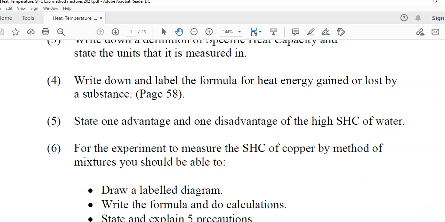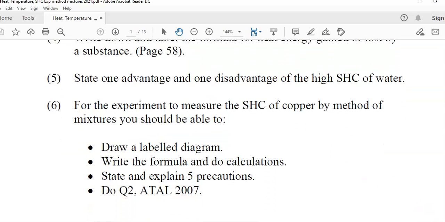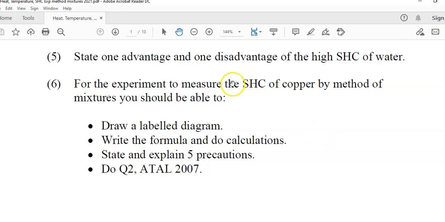And the last thing we did in class before the Christmas break was the experiment to measure the specific heat capacity of copper by the method of mixtures. And as you recall, you did this experiment exceptionally well. You carried out the experiment very well. The results you got were excellent. You did the calculations fantastically, and the final results were quite good.